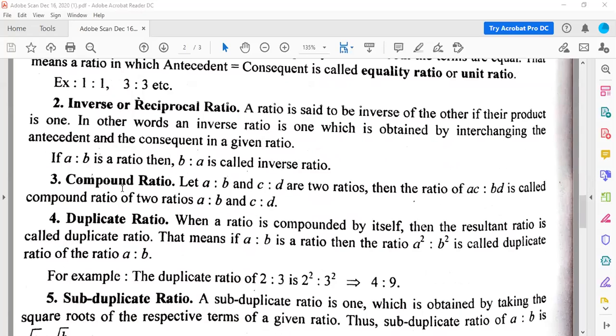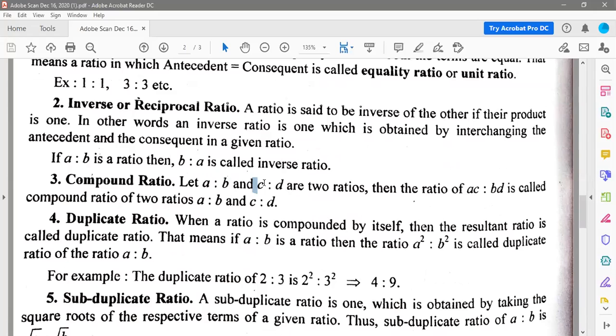Then compound ratio. In compound ratio, if you have two ratios, A is to B and C is to D, we are going to multiply the antecedents, that is A and C, and then the consequents will also be multiplied. So the antecedents multiplied is A into C and the consequents multiplied is B into D. So that is the compound ratio.